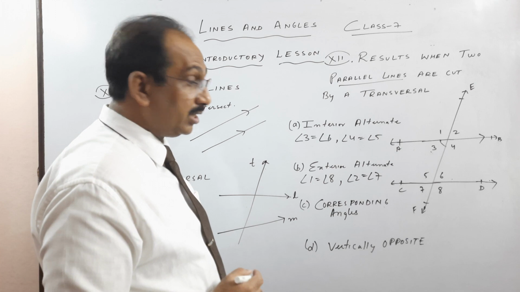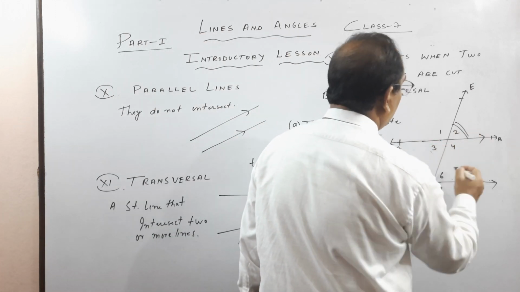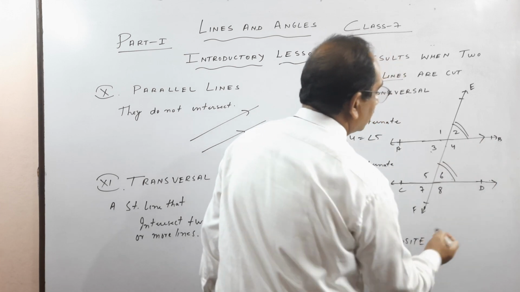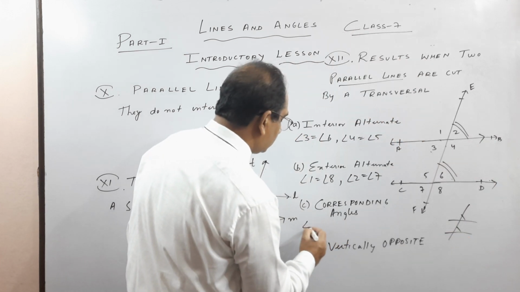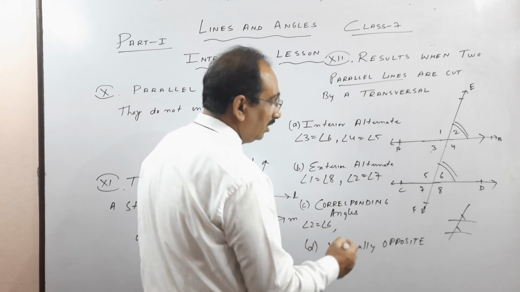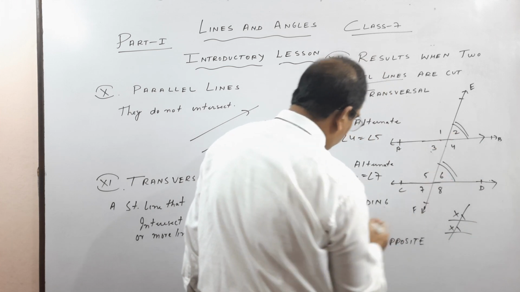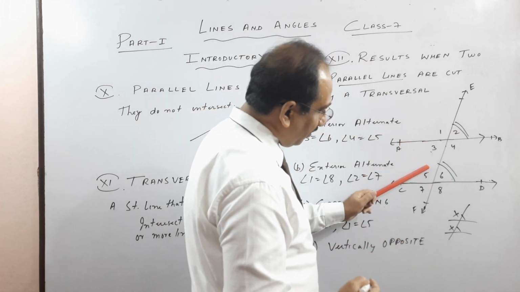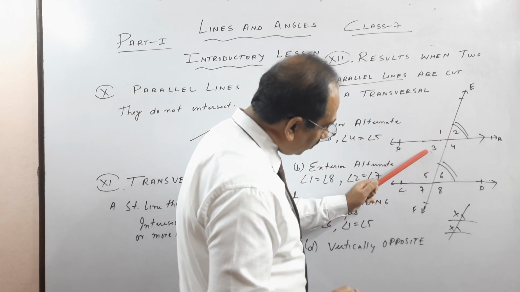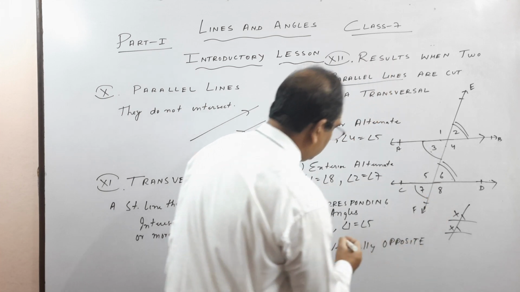Corresponding angles, there are 4 pairs, children. Very important. See here, this pattern I am telling you. See here, 2 and 6. This pattern, 2 and 6. Then you see this one, same pattern, 1 and 5. 1 and 5, 2 and 6. Come down, 3 and 7.